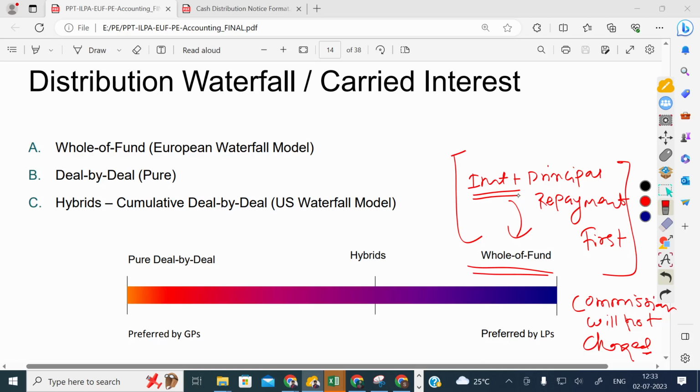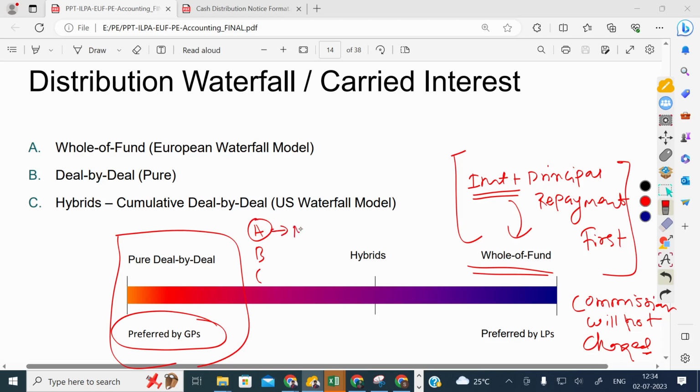And the deal by deal model, it's a US based model preferred by GPs, general partners. So it means fund managers. Here after every deal, let's say the fund invested in A, B, C. Once the B investment matures, then you can perform your distributions, and the fund manager will charge the commission, right? Means after every deal, the fund manager will charge the commission. So here, the pure deal by deal model supports the fund managers or general partners, and the whole deal model supports the limited partners. It means investors. So most of the investors prefer it.